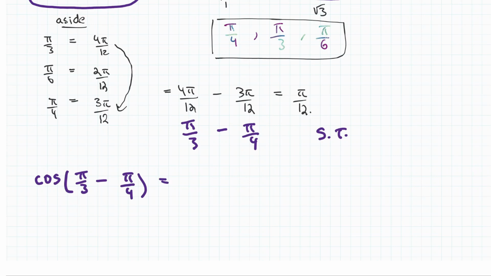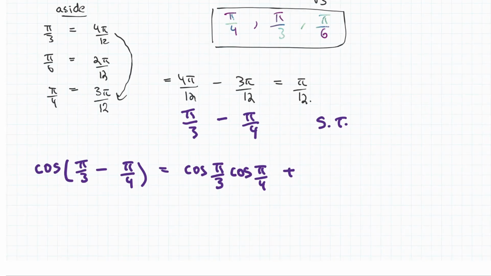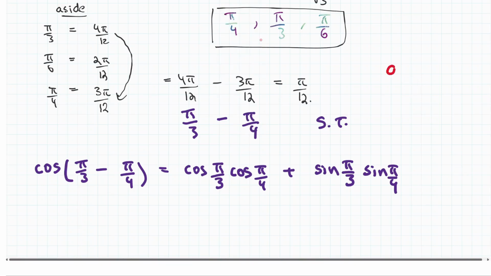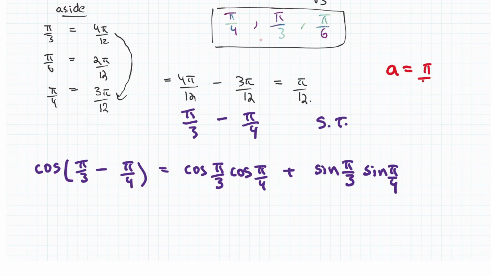And following our identity, this equals cos A cos B, so cos pi over 3 cos pi over 4, plus sine A sine B, so plus sine pi over 3 sine pi over 4. And just to repeat once more so everyone's on the same page, our angle A is equal to pi over 3, and our angle B is pi over 4, and we're using the cos A minus B compound angle identity.